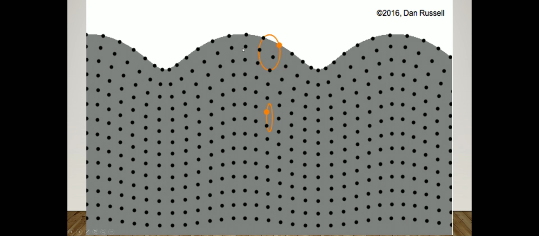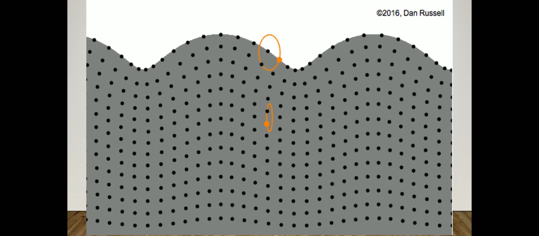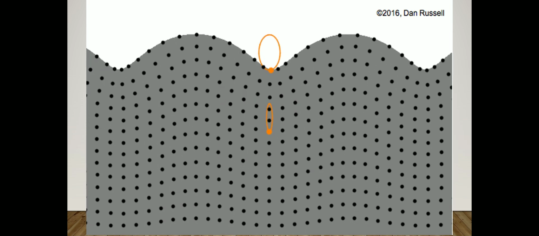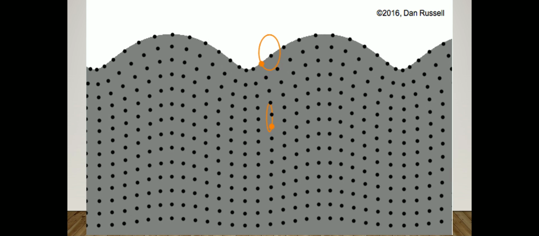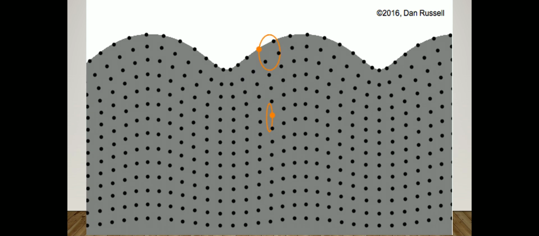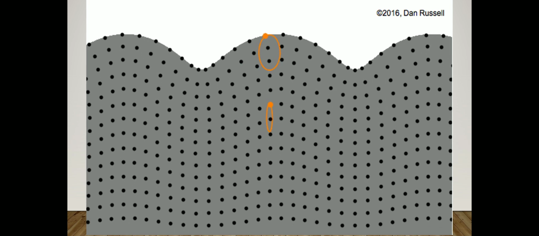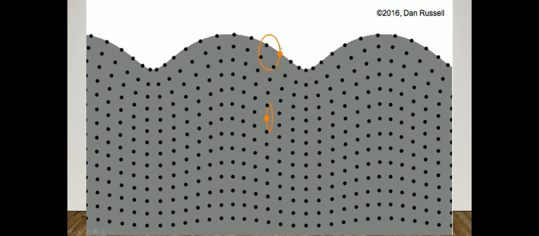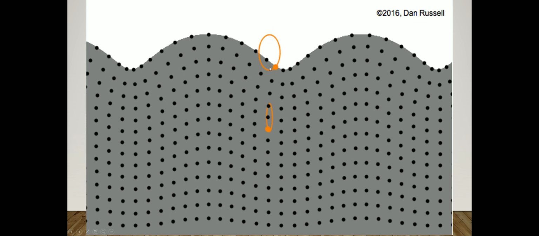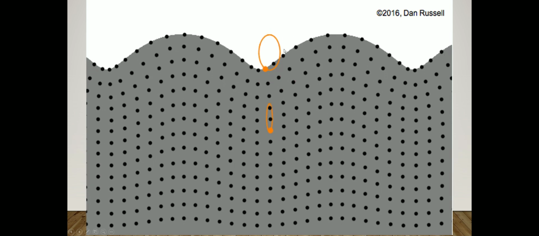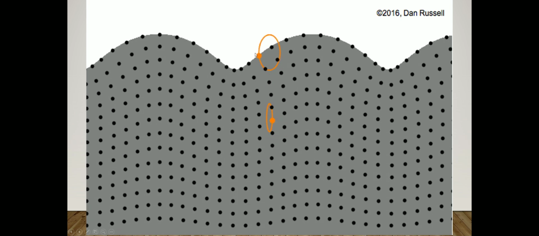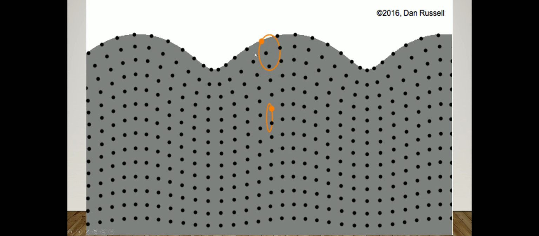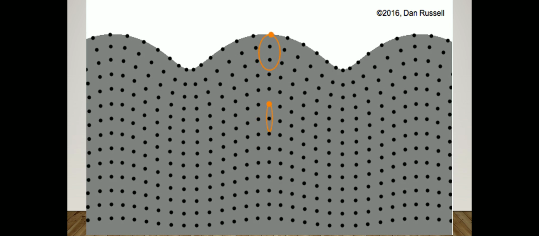A water wave is actually a combination of a transverse and longitudinal wave. The orange dot highlights the particle. Not only does the particle move up and down, it actually moves left and right as well. So a wave is both, a combination of both.